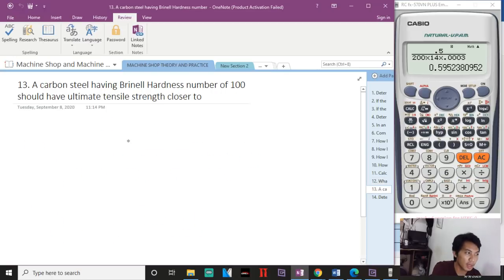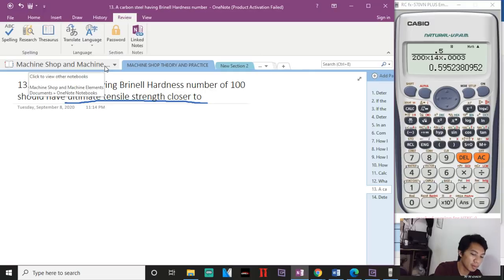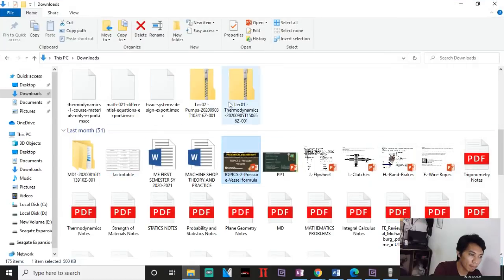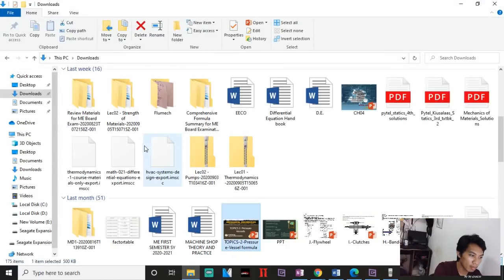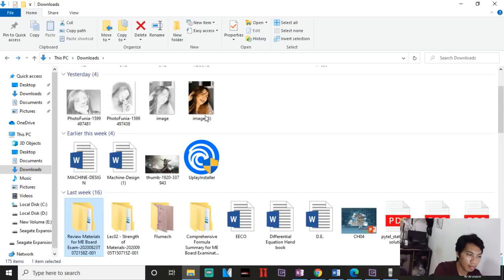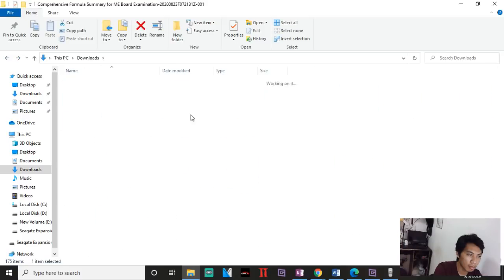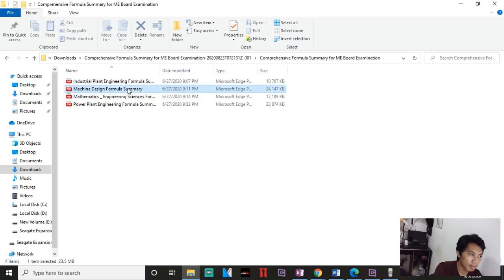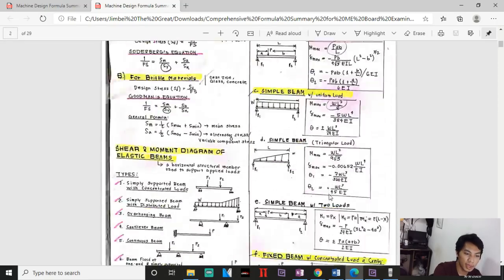For number 13, a carbon steel having Brinell hardness number of 100 should have ultimate tensile strength closer to. Meron niyang formula, mga kaibigan. Okay? For Brinell hardness, I will share to you the formula na kinuha ko.